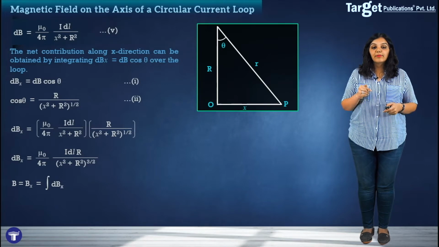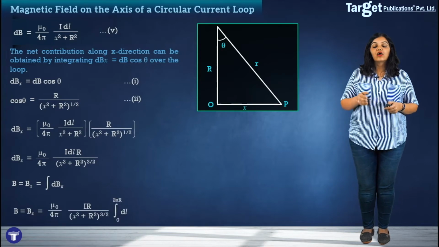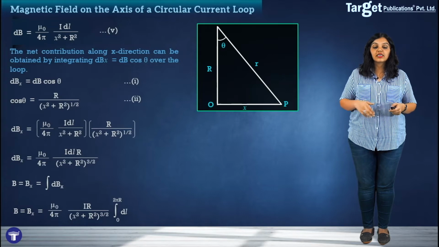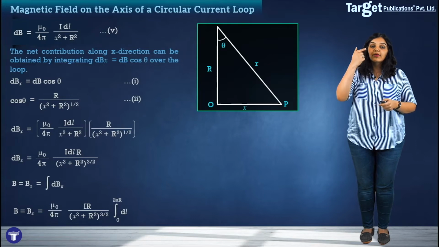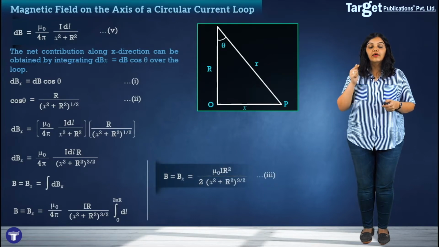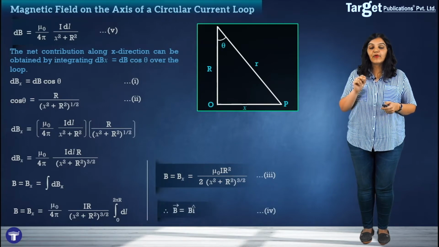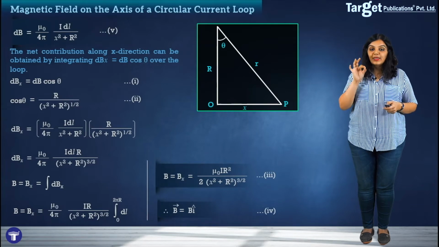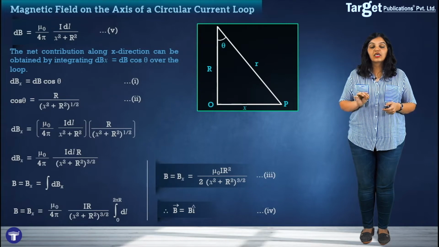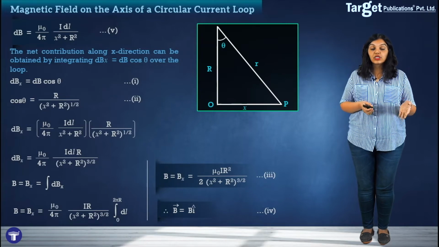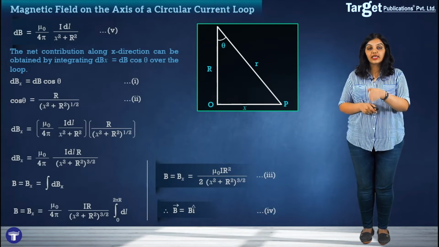So here I see that B, which is nothing but Bx, is the integration of dBx, and therefore when you integrate this, only dl remains under the integral because the rest are all constants, and the integration for dl goes from 0 to 2 pi r because you have to go all around the loop. This will give you a 2 pi r, and then on further simplifying you will get that the total magnetic field at point P is B equal to Bx, because only the x components add up, which is equal to mu naught I R square upon 2 times x square plus R square raised to 3 by 2. And remember that the direction of this final magnetic field is along the x-axis, and therefore the unit vector i cap is the direction of the magnetic field.